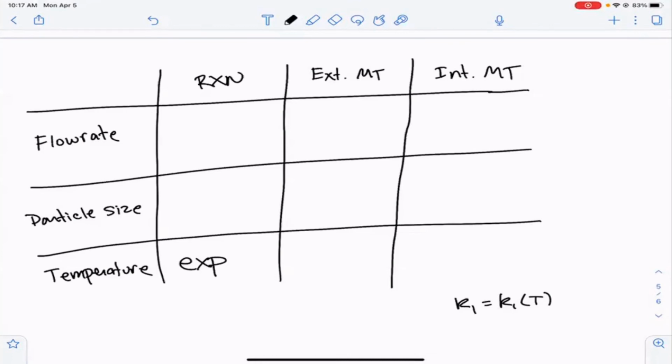Good. Now that also means that it's not dependent on the particle size. It's not dependent on the velocity or the flow rate. All right, great. So now let's think about when we are external mass transport controlled.